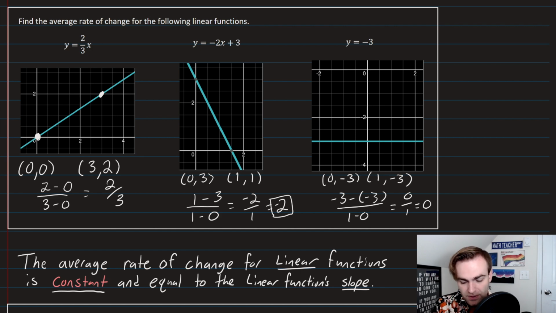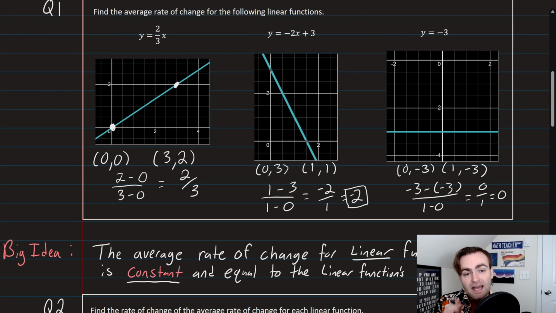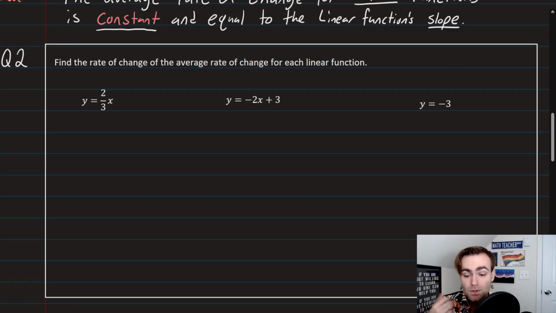If you notice, there's a big idea here. The average rate of change for linear functions is constant. It's just a number, and that number just so happens to be the slope of that linear function. So now we're tasked with finding the rate of change of the average rate of change for each of these linear functions.